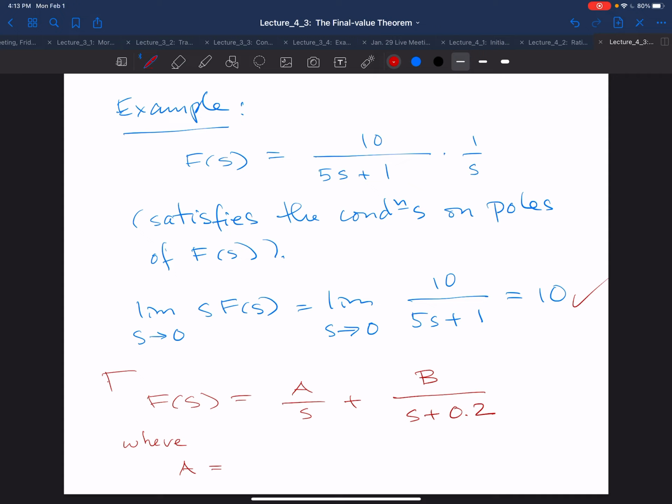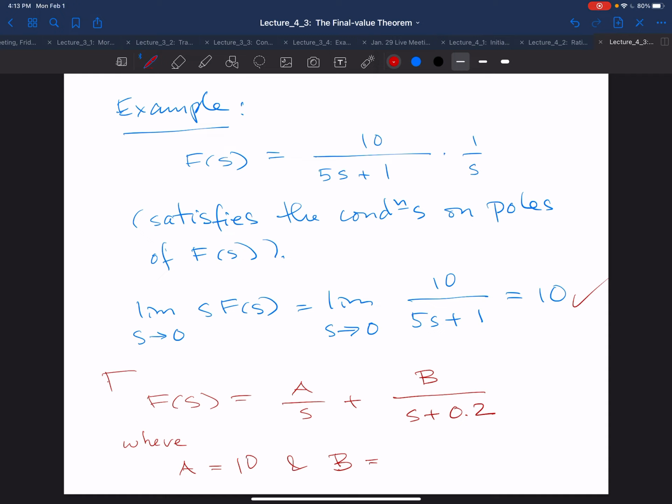By the Heaviside cover-up, we get that a is equal to what we get by multiplying through by s, or in other words, by covering up the s in the denominator of F(s), and letting s go to 0. That means a is going to be equal to 10. And we can find b in similar fashion.